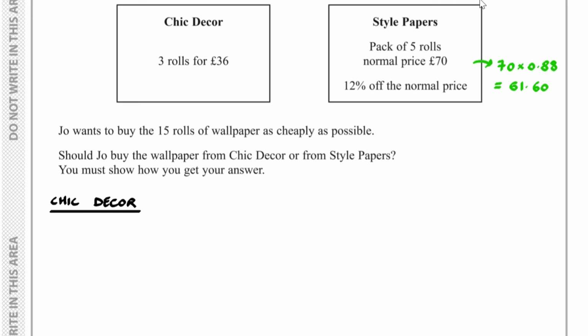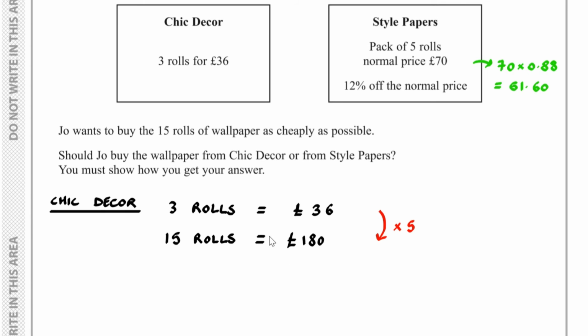So if we think about Chick Deco, then what we have is 3 rolls, which equals £36. And what we want to do is find out the price of 15 rolls. So for 15 rolls, I have to multiply by 5. 36 times 5 is 180. So for 15 rolls, it costs £180 from Chick Deco.